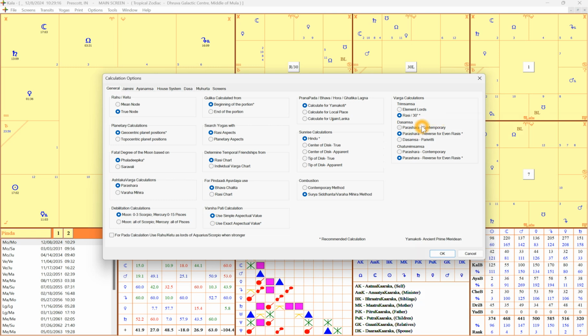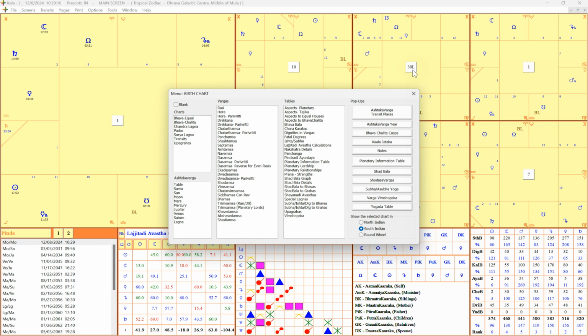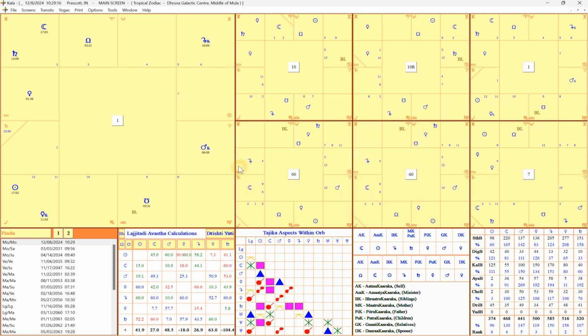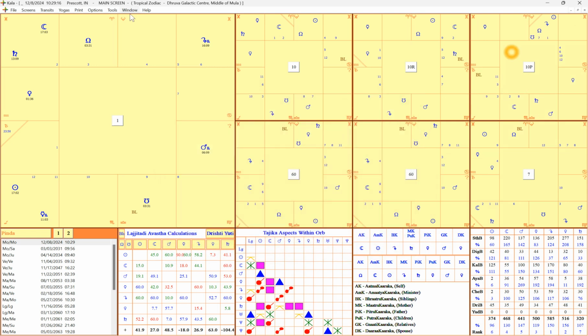For the Dasamsha, we can use the Parashara method, or we can use the Parivriti method, or we can use the reverse for even signs method based on Parashara. I like that one. Follow closely, I'll try to explain. Let's pull up the Dasamsha, contemporary method. Let's pull up the reverse for even Rashis. And over here we're going to pull up the Parivriti.